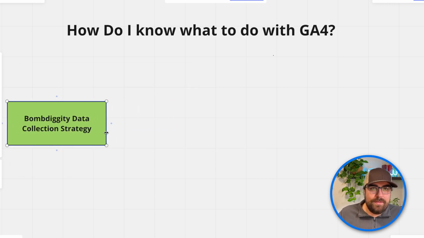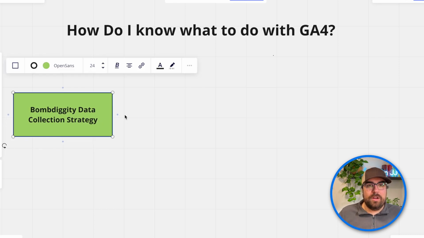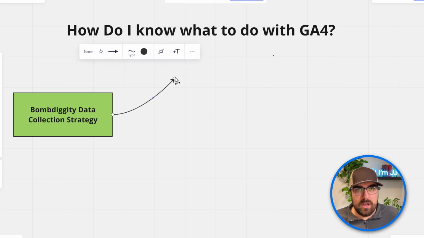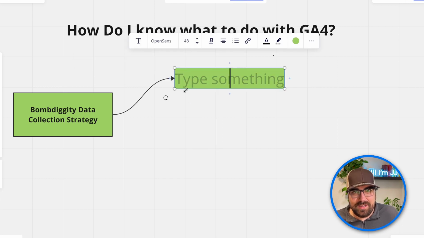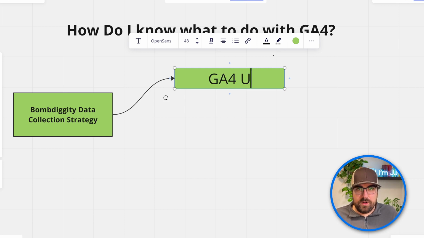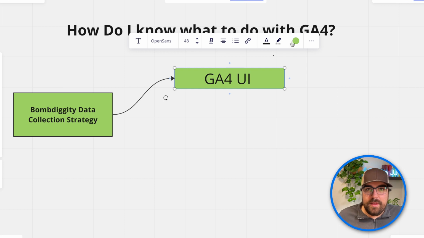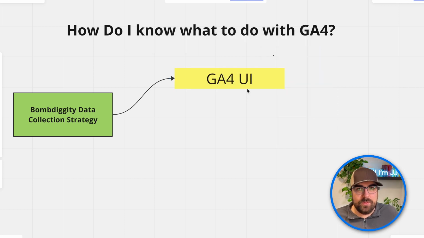Then once you have that bomb diggity data collection strategy, you now have levels. Let's do this up here. We are going to add a little texty text. The next thing you're going to have is the GA4 UI, and this is going to be yellow because we're going to make it yellow.